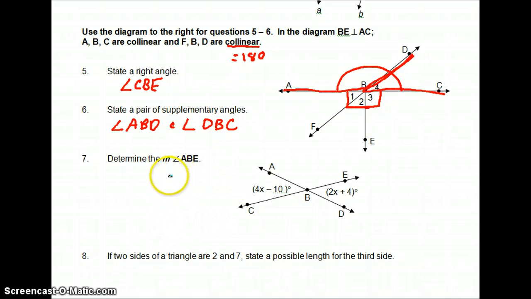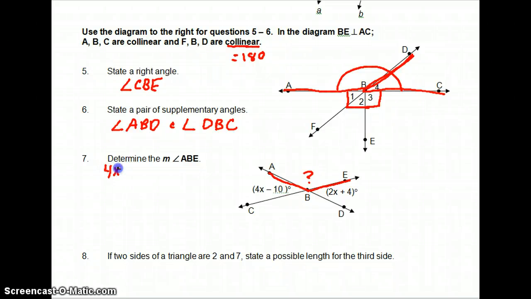7. Determine the measure of angle ABE. ABE is this angle up here on the top. That's what we're trying to find. Well, we know that these two angles will add up to 180, so if we can find out what this one is or this one, we can subtract it from 180 to get ABE. So first we need to solve for x. These are vertical angles, so we're going to set them equal to each other.